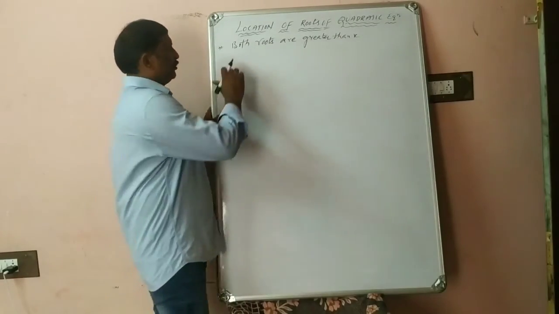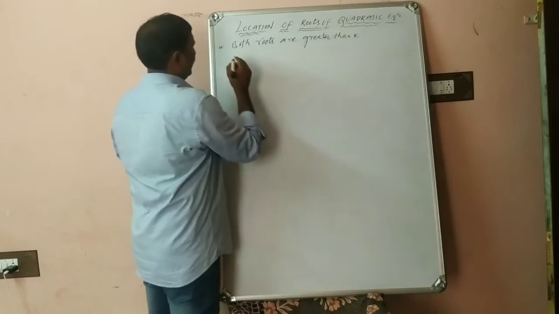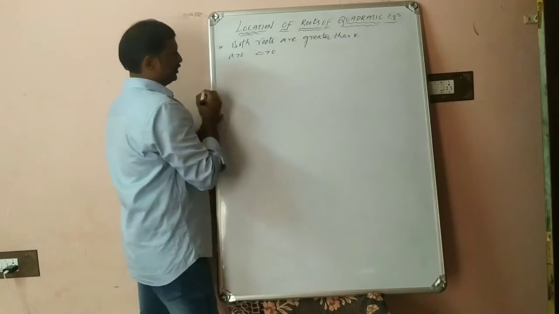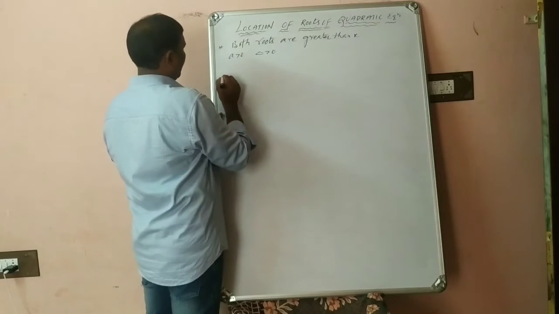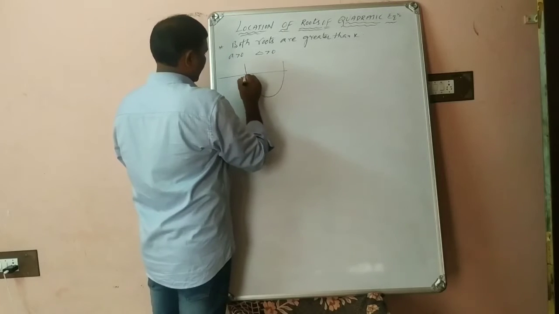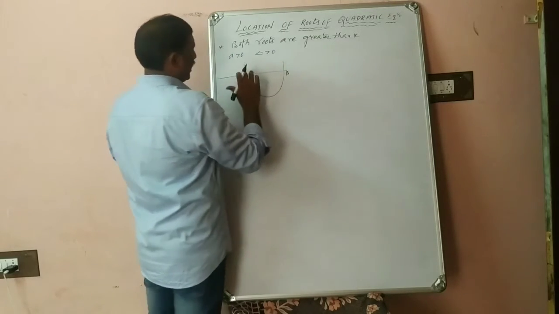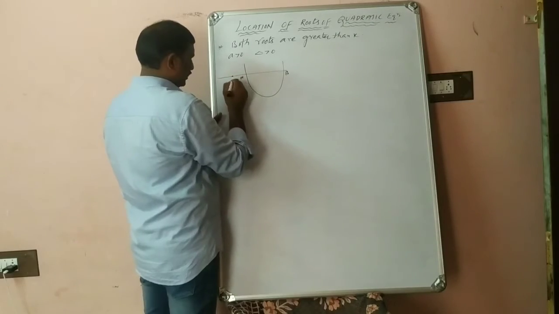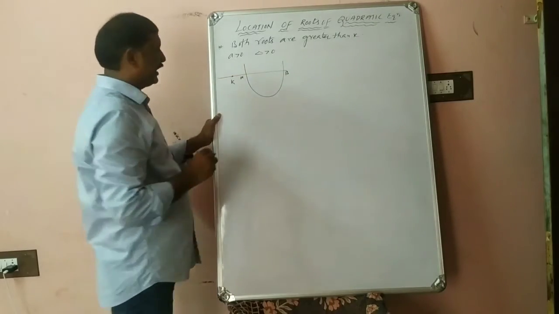Next case, both the roots are greater than k. In the case of a positive and delta greater than 0, when a is positive you will get an upward parabola. This is alpha and this is beta. But alpha and beta both are greater than k. So k must come first, and only then are alpha and beta greater than this k.